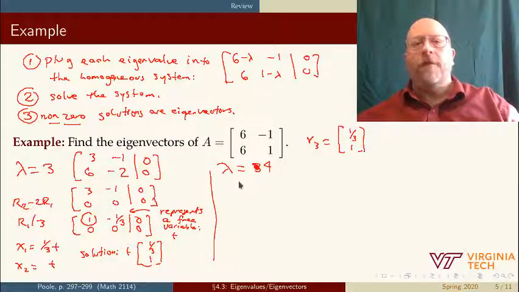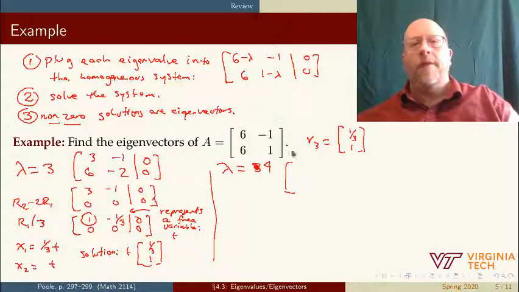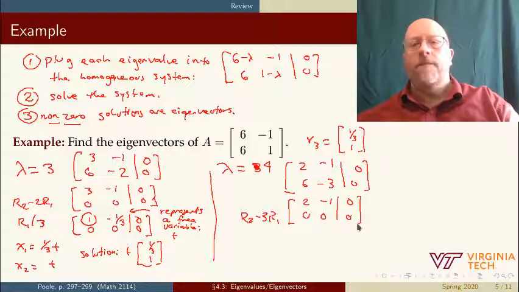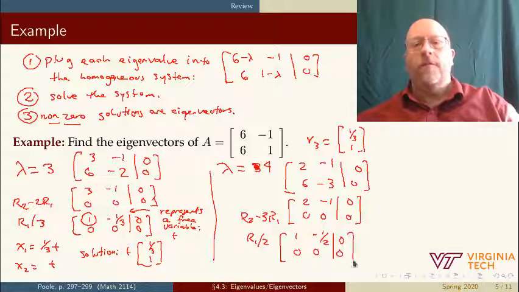We'll do the same process now for lambda equals 4. We'll start with the system. 6 minus 4 is 2. 1 minus 4 is -3. And again, we can reduce this in 2 steps. Row 2 minus 3 row 1 gives me 2, -1, 0, and 0, 0, 0. And then row 1 divided by 2 gives me 1, -1/2, 0, 0, 0, 0.